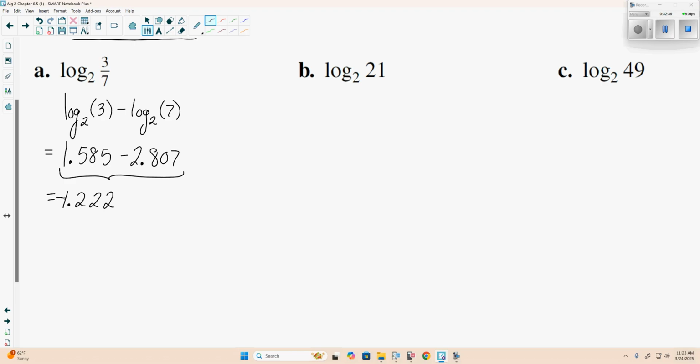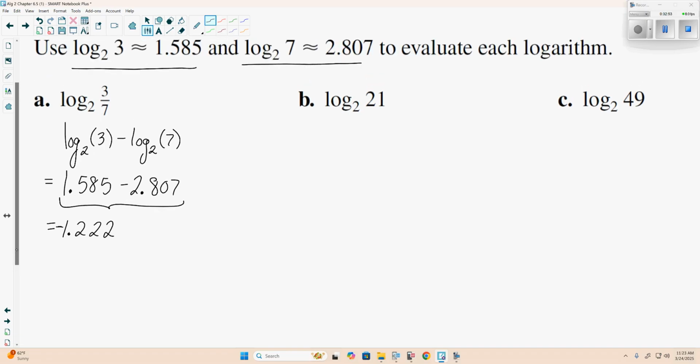Log base 2 of 21. Now, we don't have that. I mean, the graphing calculator can tell us what it is. But if we look at 21, is there any way, using 3 and 7, that I can use those two numbers to get to 21? Our factors of 21, yes? 3 times 7 is 21, yes?